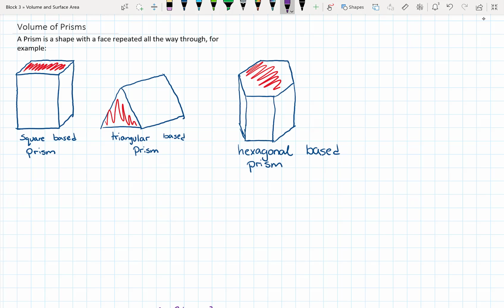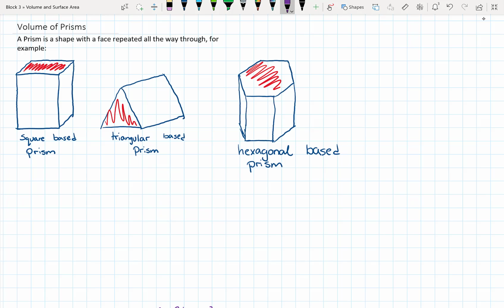The square-based prism is just a cuboid. Okay, we've seen them before. The triangular-based prism looks just like a Toblerone shape, and they tend to be our common go-to examples when we're looking at this. Essentially, we should be able to cut through that triangular-based prism so that there is still that same face that we see.